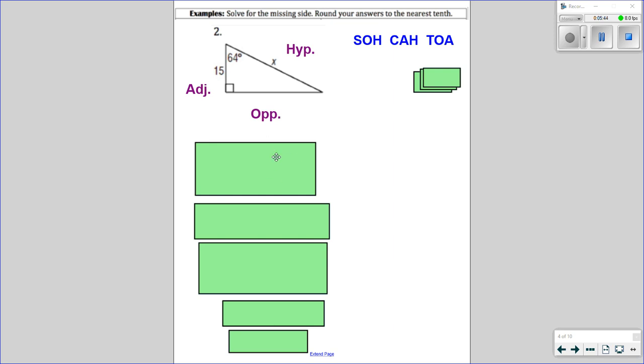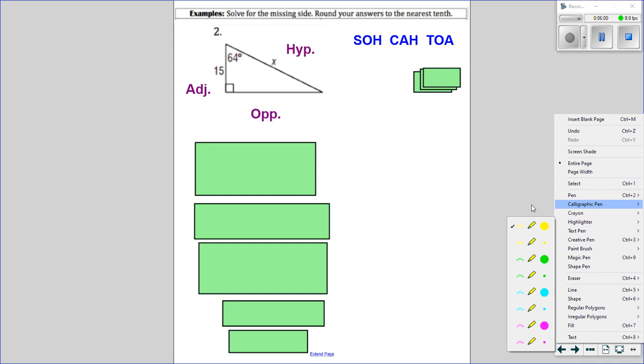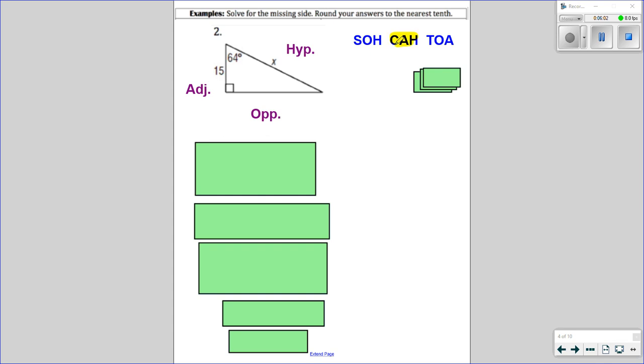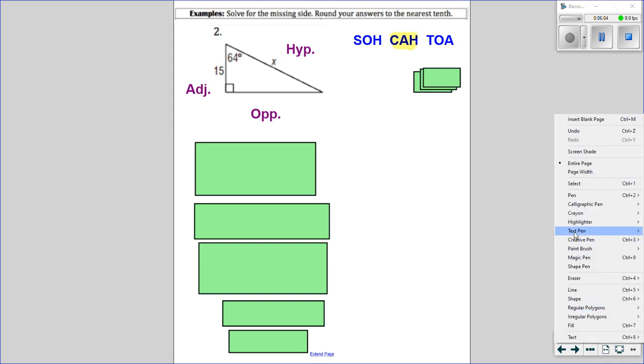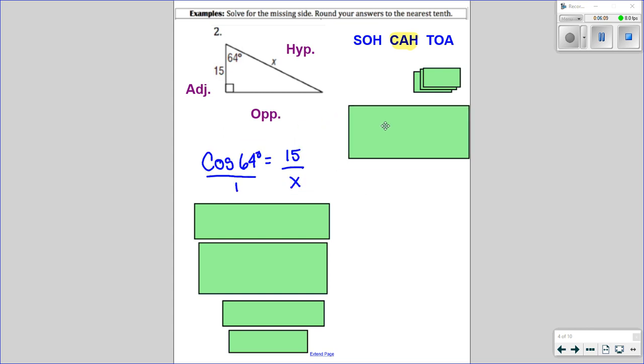All right. So now we'll look at what information we have. We have this side, 15, which is adjacent, and what we're looking for is a hypotenuse. So, okay, we need something that has an A and an H. CAH. So I'm going to highlight that one. So we know we're using cosine, and then the ratio for cosine. So we're going to set it up, and it's cosine 64 degrees equal 15 over x, adjacent over hypotenuse.